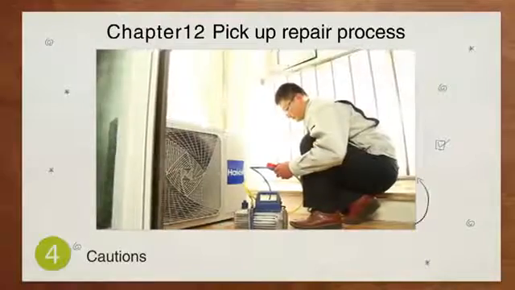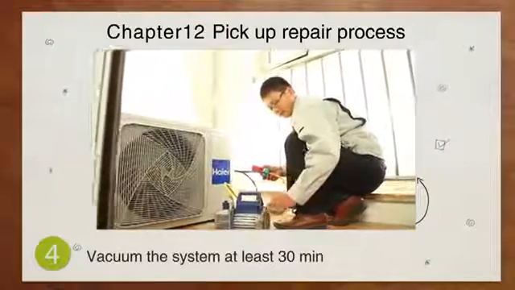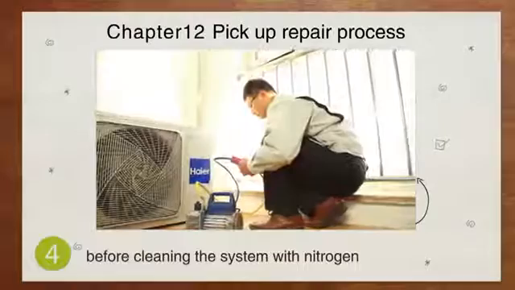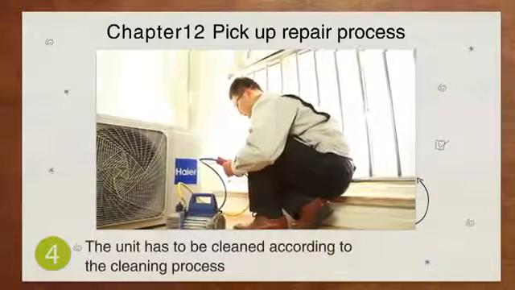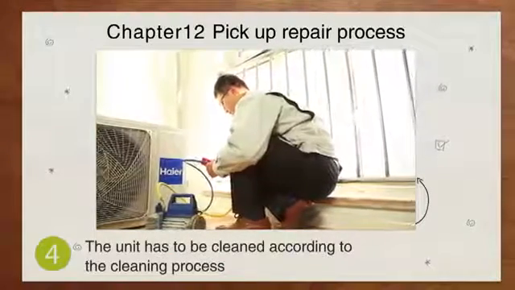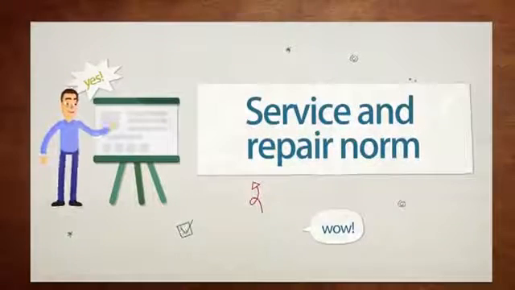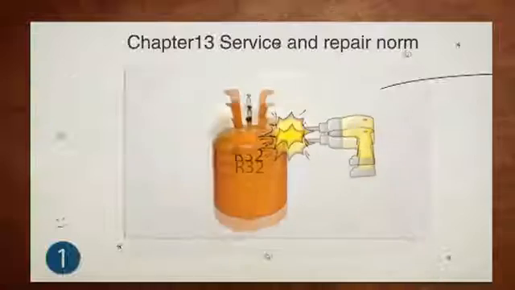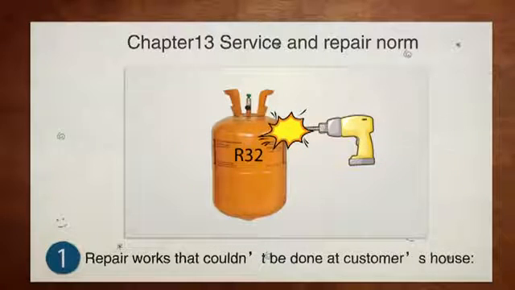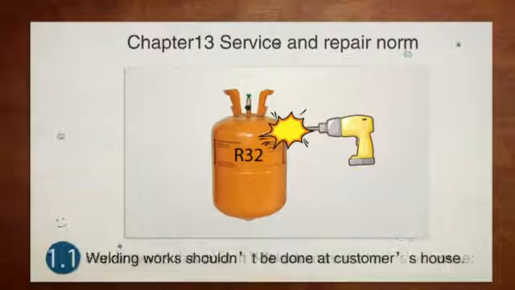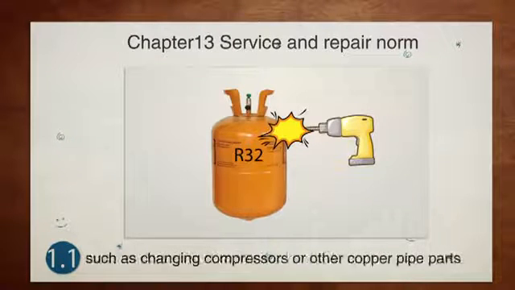Cautions. Vacuum the system at least 30 minutes before cleaning the system with nitrogen. The unit has to be cleaned according to the cleaning process before doing repair work. Chapter 13. Service and repair norm. Number 1. Repair works that couldn't be done at customer's house. Welding works shouldn't be done at customer's house, such as changing compressors or other copper pipe parts.